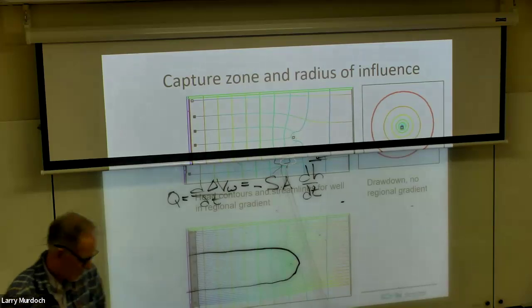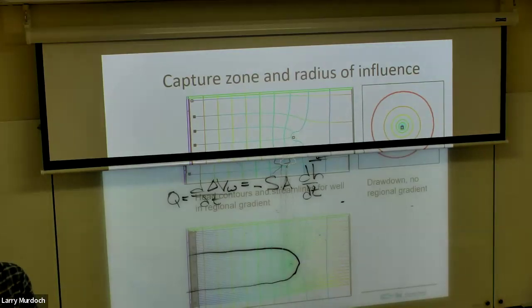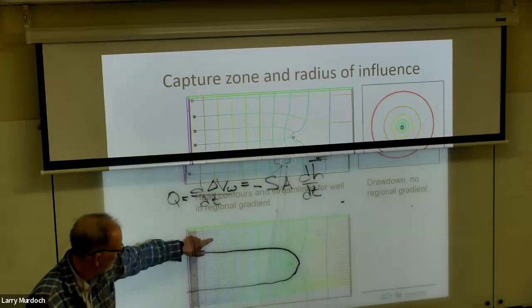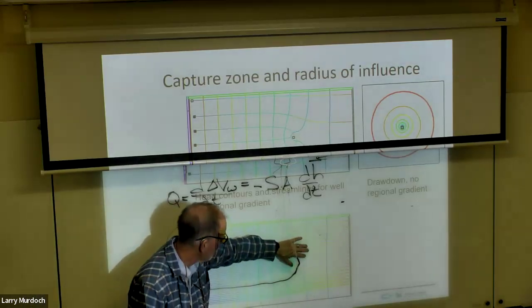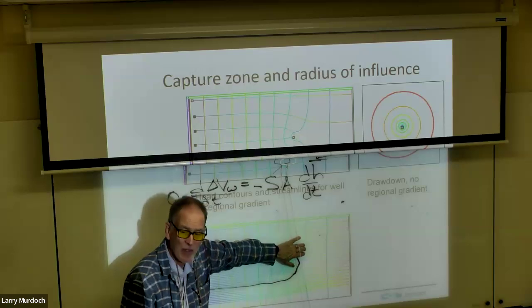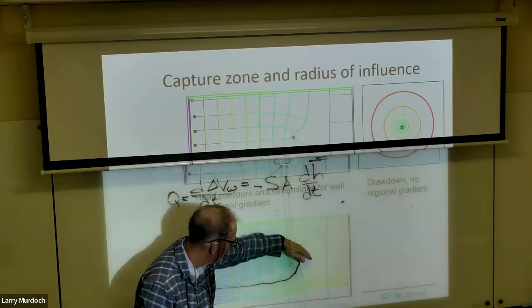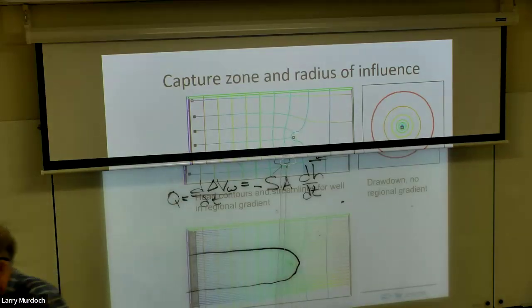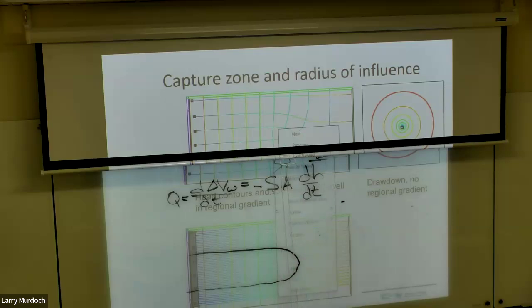Okay. Water that gets recharged in there ends up captured by the well. Water that gets recharged here, the flow path is affected by the well. It's curving, but it's not actually going to the well. Okay, so that's an important aspect of well performance.